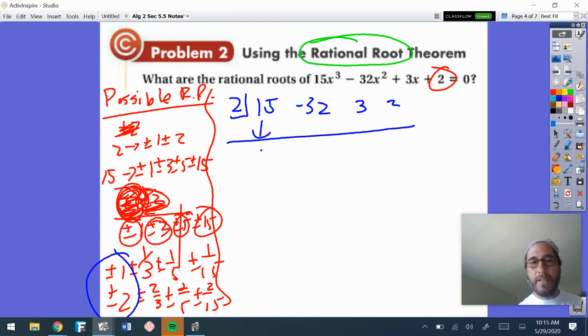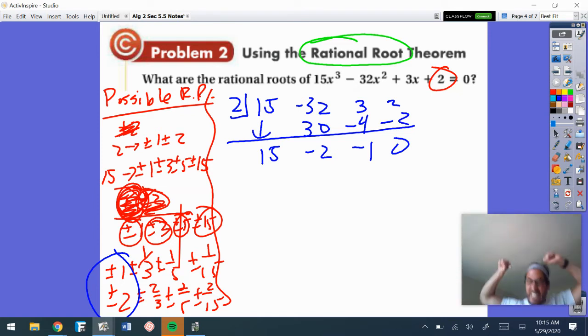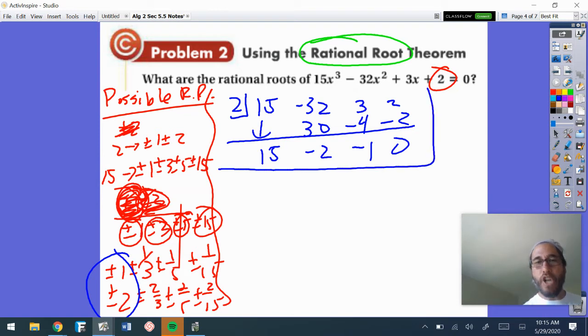Let's see, 15 times 2 is 30. That's a negative 2. That's a negative 4. That's a negative 1. Yes, first try, done. And I didn't even have to use a fraction. All right, so what does that mean? That means that's a factor.